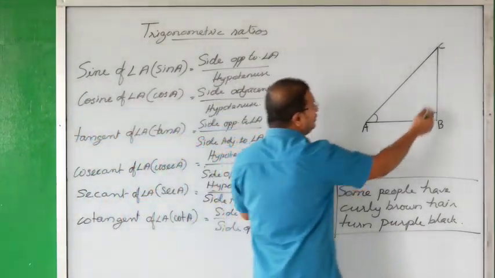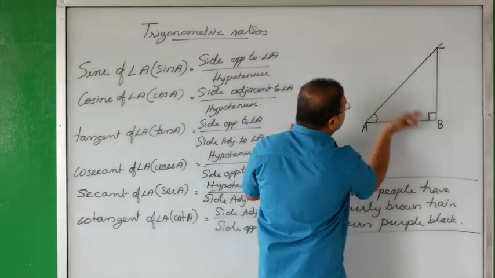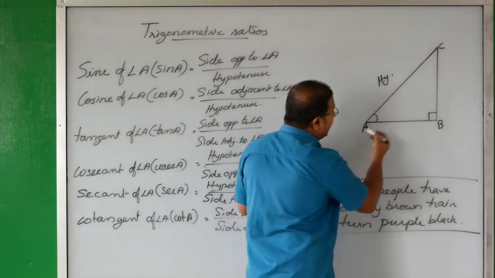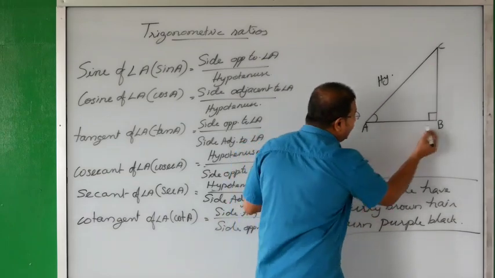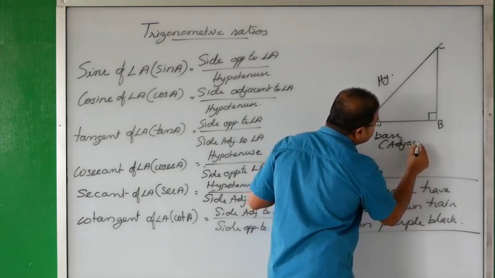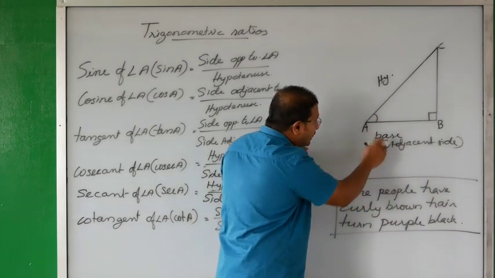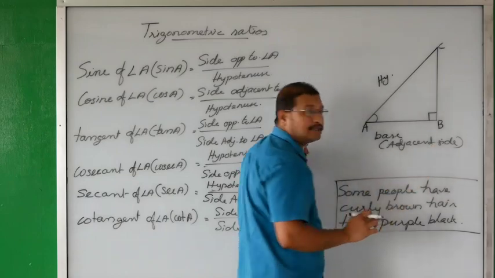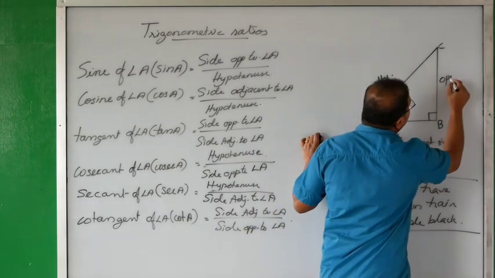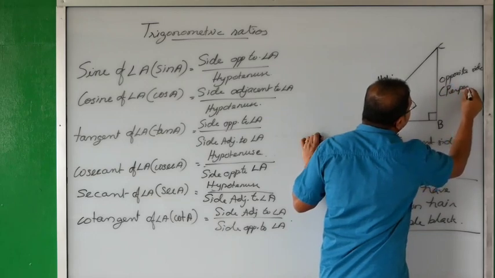Let's see in this triangle ABC, of course, one of the angles is 90 degree. That means this is a right angle triangle. And we know that the longest side, that's called AC, this is the hypotenuse. Side adjacent to angle A, that means what? AB. AB is called base, otherwise adjacent side. Side nearby means adjacent to angle A, we call it as base or adjacent side. And side opposite to angle A, that is called opposite side. Otherwise, what is the name? That is called perpendicular.